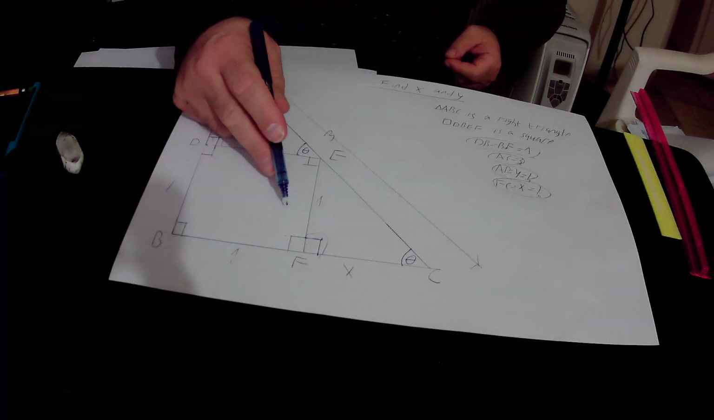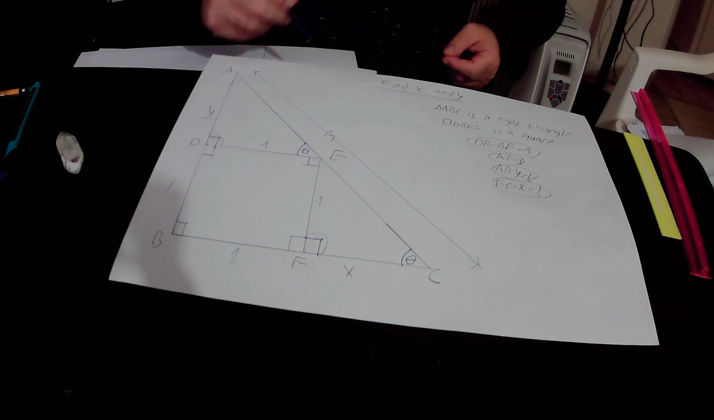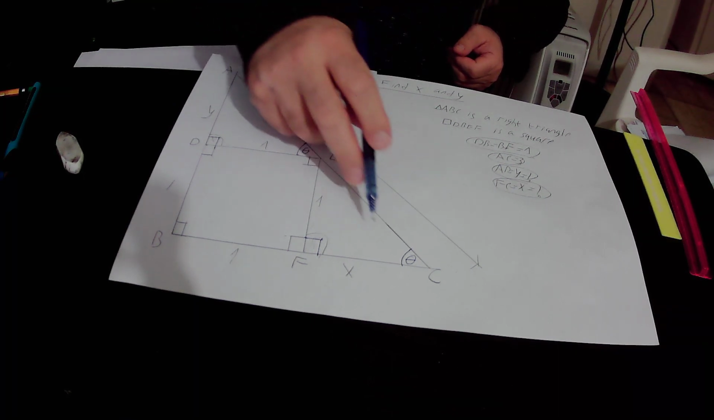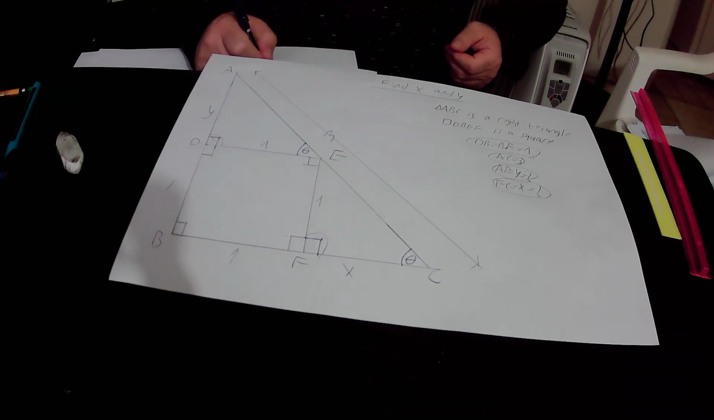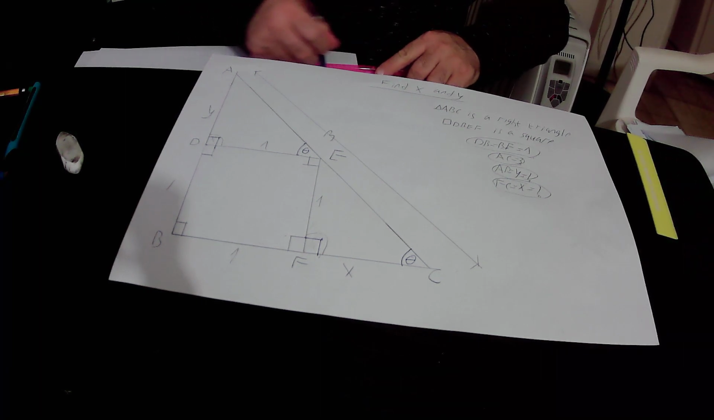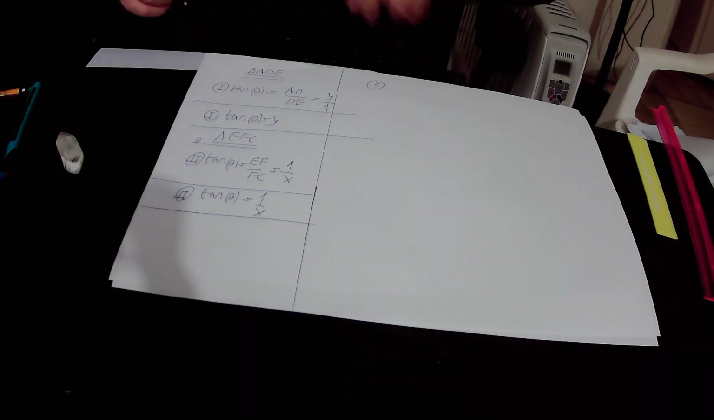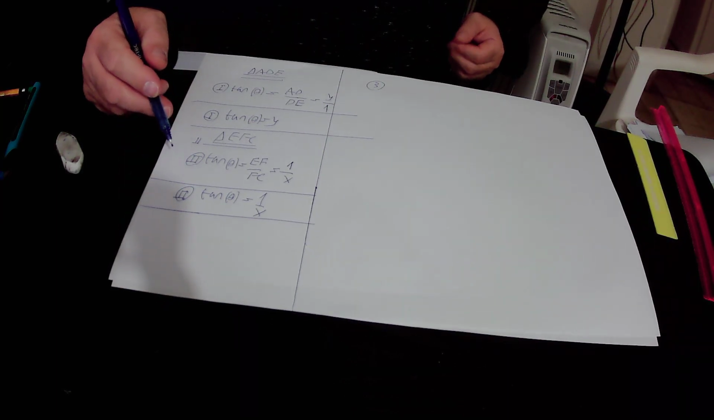But EF equals 1 unit because it is one side of the square, so it equals 1 unit, and FC equals x according to what is given in the question. So in conclusion, we found out that according to equation number 2, tangent theta equals 1 over x. I repeat again, tangent theta according to equation number 2 equals 1 over x.